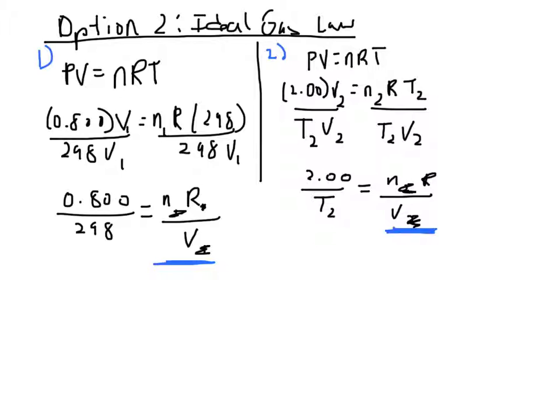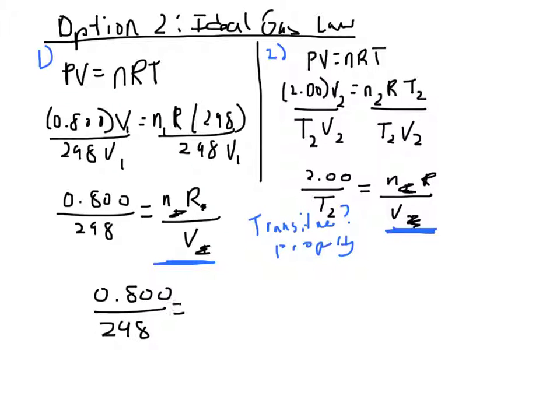Like, if I tell you that the variable A equals 2, and I also tell you that B equals 2, well, we can then infer that A equals B. I think that's the transitive property, maybe? Something like that. This isn't math class, this is chemistry. So we can equate them. Then we can write 0.800 over 298 equals 2.00 over T2.